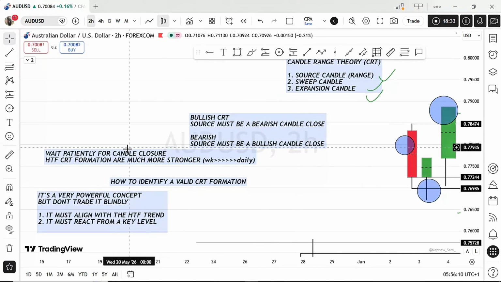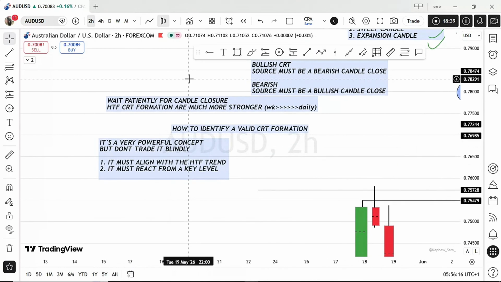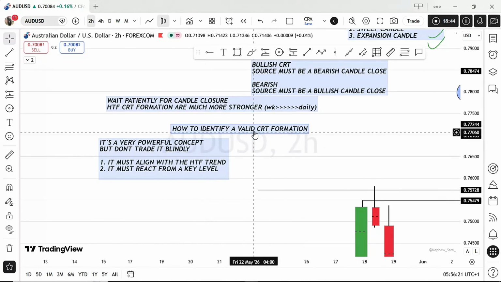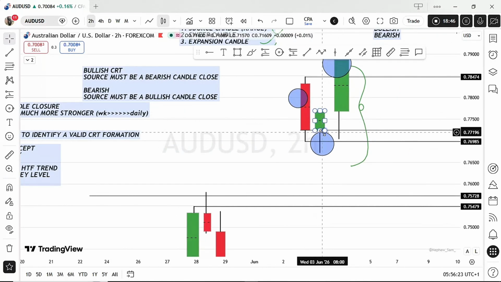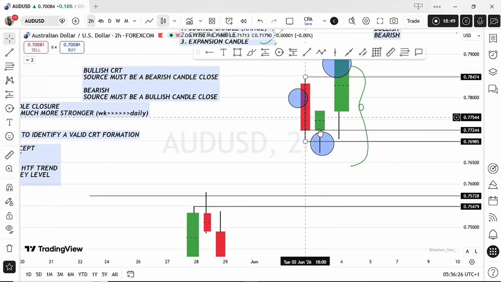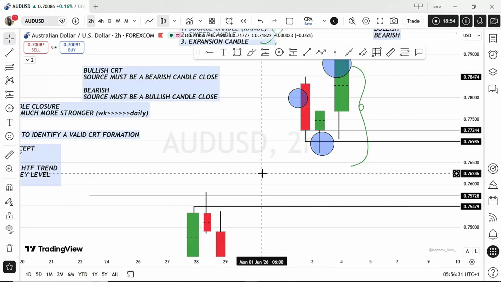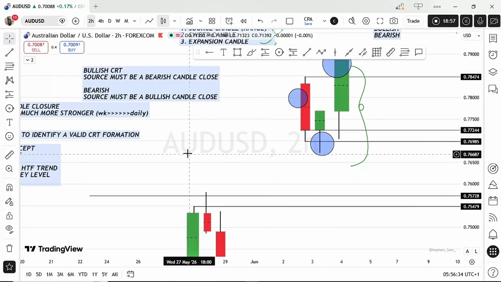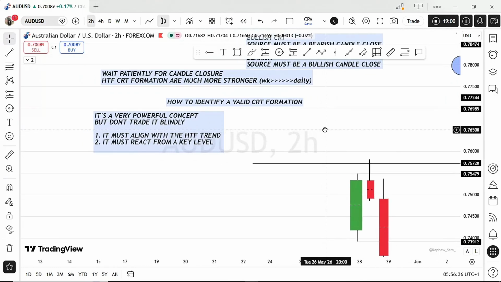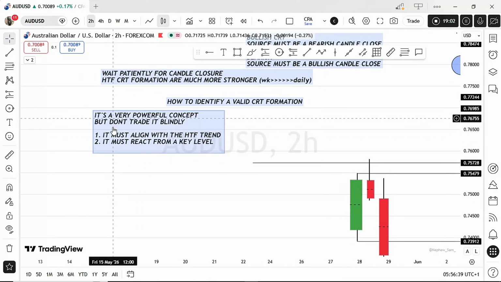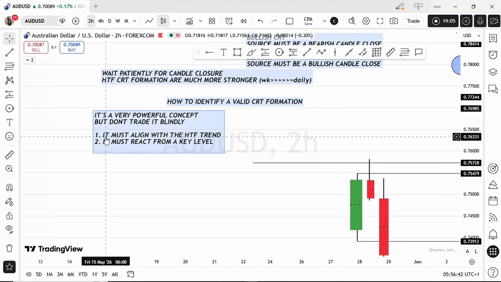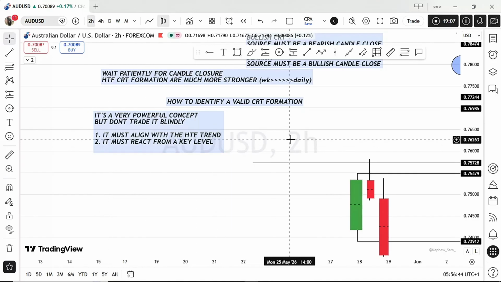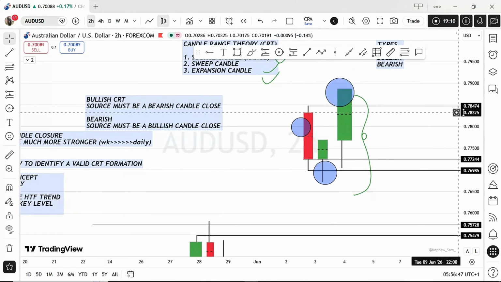Wait patiently for candle closure. Higher time frame formations are much stronger. Weekly CRT, daily CRT, monthly CRT are very, very strong, right? How to identify a valid CRT: I just explained that bearish source with bearish sweep, or bullish with bullish, chances are high that it will fail, right? But I've explained the kind of formation you are looking out for that will play out. And also, you don't trade the concept blindly. You want to ensure that it aligns with the higher time frame directional bias, and it must react from a key level.